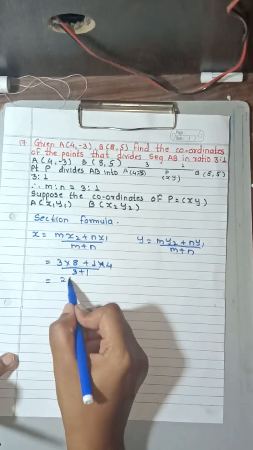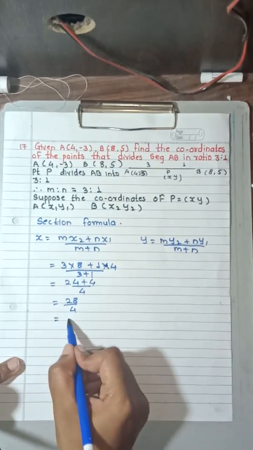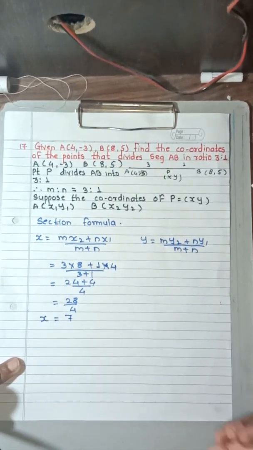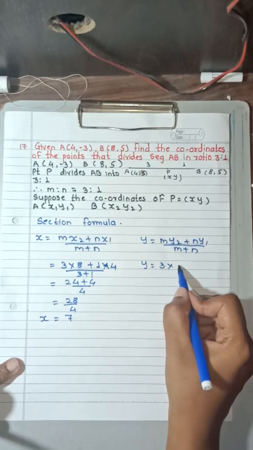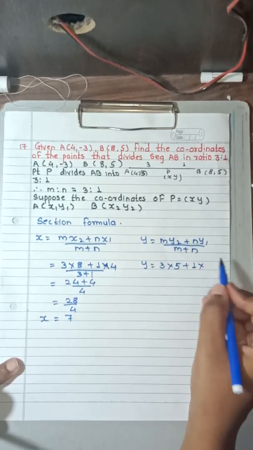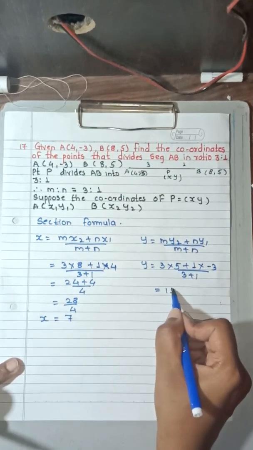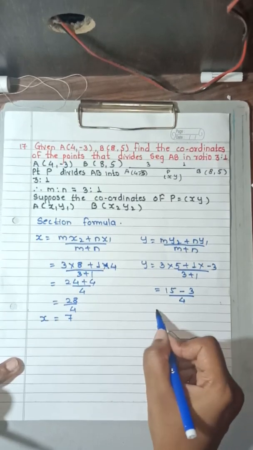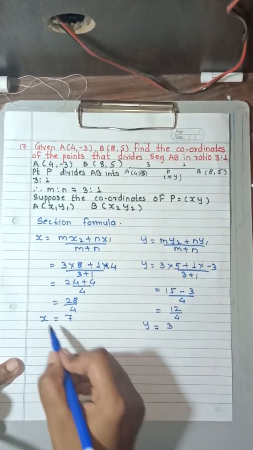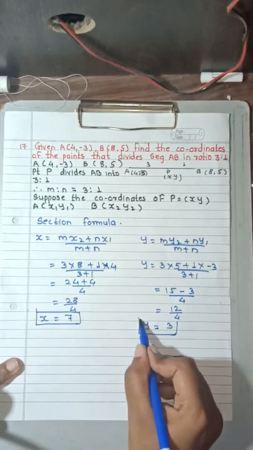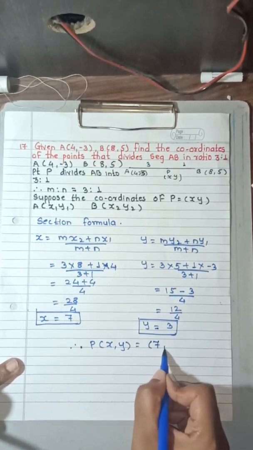This is how much? 24 plus 4 upon 4. That is 28 upon 4, and that is equal to 7. Therefore x is equal to 7. Similarly for y we'll find out, that is 3 into y2. y2 is 5 plus 1 into y1, which is minus 3, upon 3 plus 1. This is equal to 15 minus 3 upon 4. 15 minus 3 is 12 upon 4, and therefore y is equal to 3. Okay, so you got value of x, you got value of y. Therefore you can say that P(x, y) is equal to (7, 3).